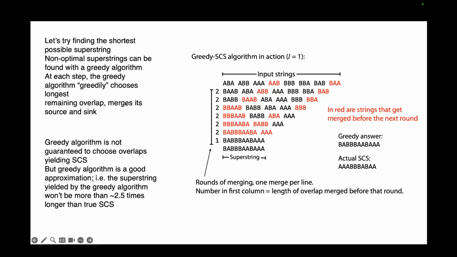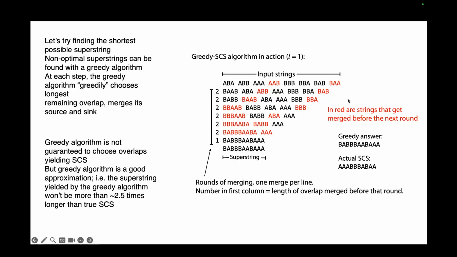Now, this is the greedy algorithm, and if you find that, you just merge them, and in the next step, you merge the previously merged sequence with the most overlapped read that is already present in your data. This greedy algorithm is not guaranteed to choose overlaps yielding the shortest common substring, but it is a good approximation. The superstring yielded by the greedy algorithm won't be more than 2.5 times longer than the true superstring that you're trying to find.